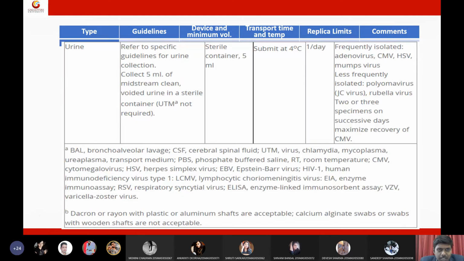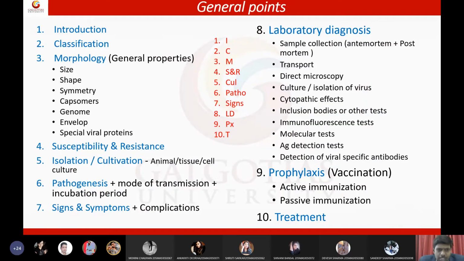Okay, so summarizing, students, these are the 10 general points that we need to justify for each and every virus. The basics and fundamentals, whatever I discussed for the past 2 weeks, is to summarize this table. No matter whatever virus we are studying, we must have an idea on its introduction, its classification, its morphology. In the morphology, the virus size, shape, symmetry, number of capsomers, type of genome, presence or absence of envelope, and special viral proteins need to be discussed.